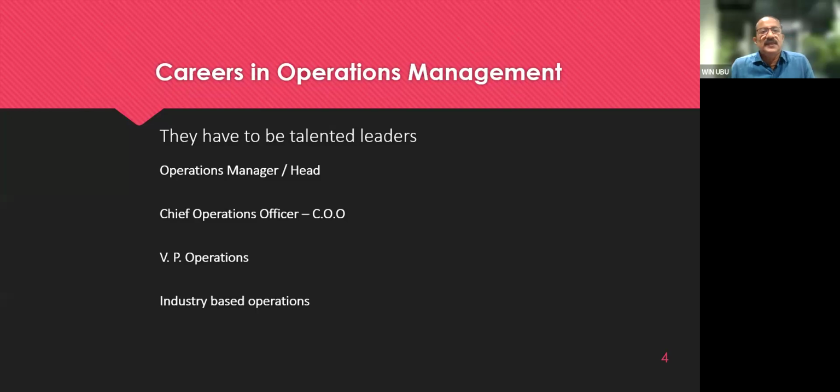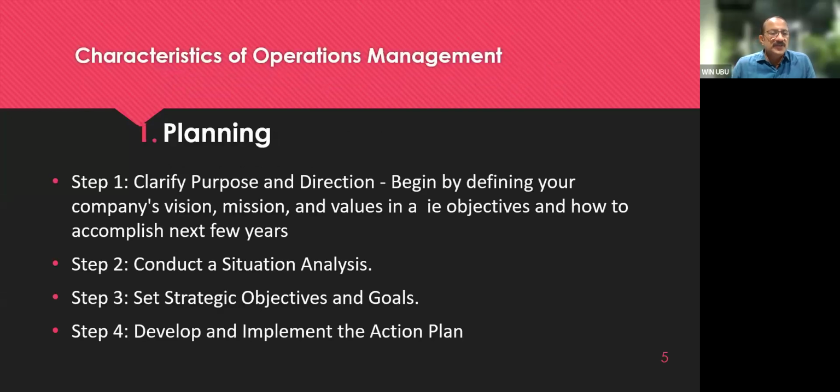So let's see what the responsibilities, or what the elements, are in operations management. The first is planning. The first process is planning, so what are the elements or characteristics of planning in operations? Let's see. The first responsibility in planning is to clarify the purpose and direction. A direction is needed.